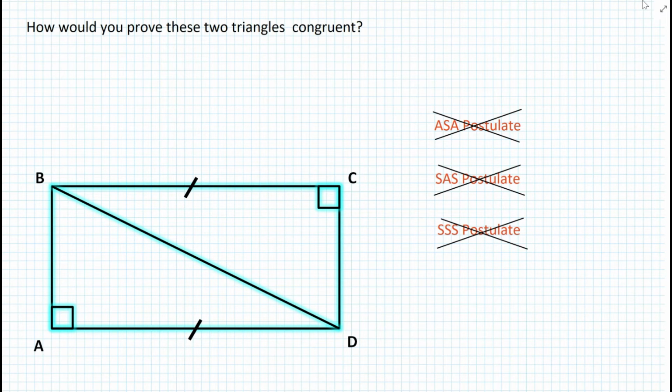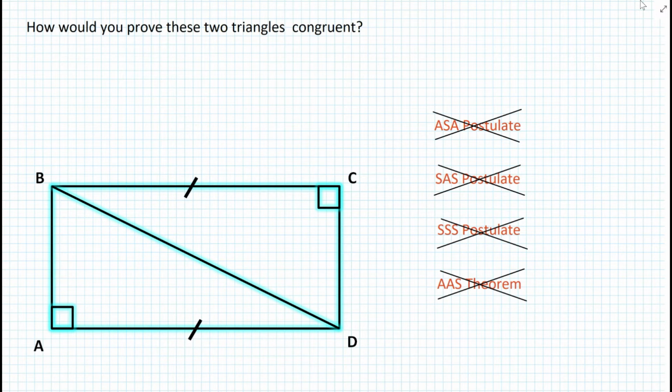And what about the AAS theorem that we just discovered? Well, for the AAS theorem, we need another angle, and we don't have it. And unfortunately, that doesn't work either. But it turns out that these triangles still have to be congruent. There's no postulate or theorem that we can use so far.